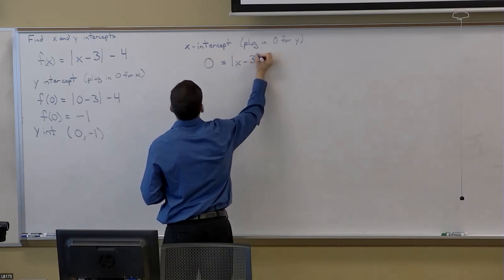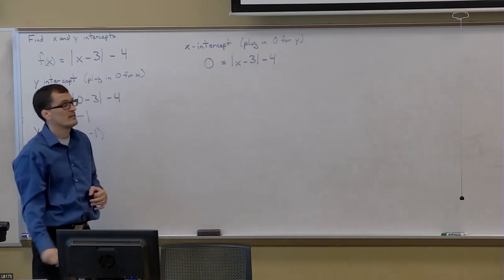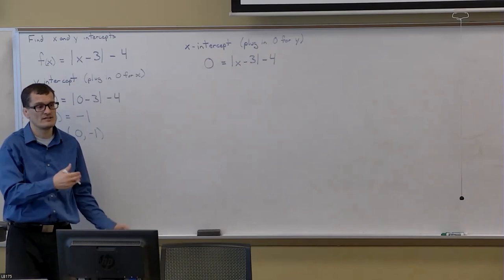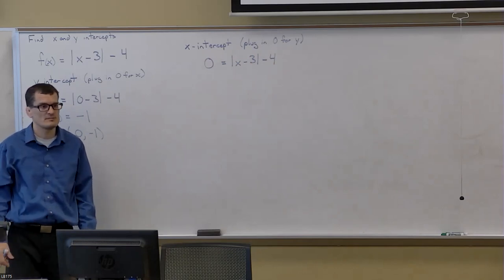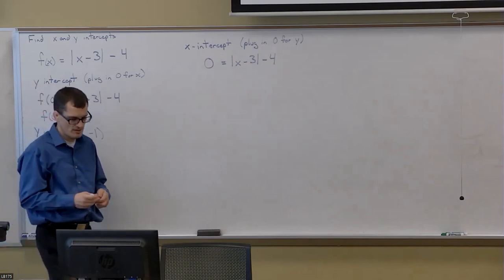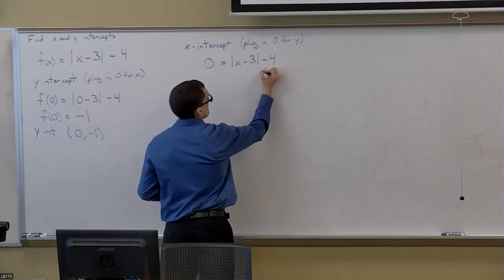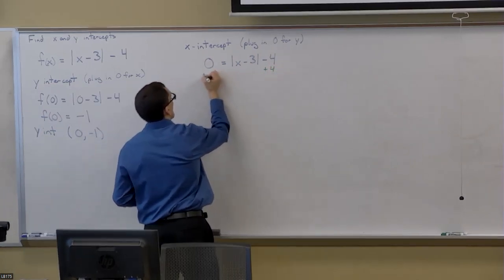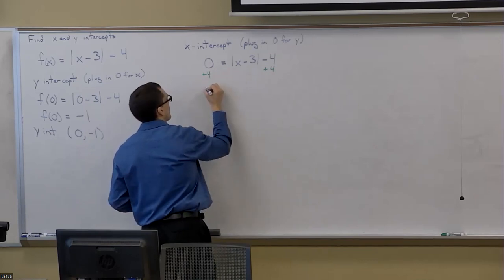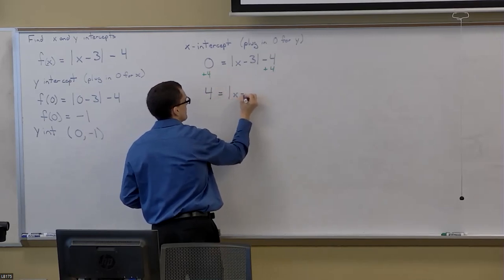And then notice what we're doing. We're essentially just solving an absolute value equation like we've done quite a few times now. So I would add 4 to both sides. That gives me 4 is equal to the absolute value of x minus 3.